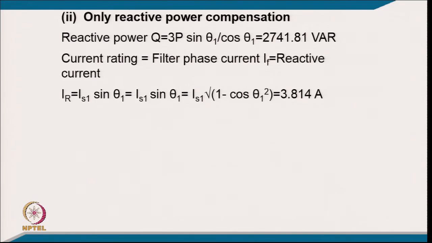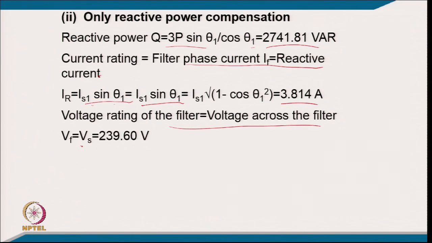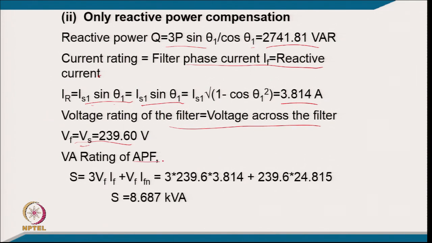Coming to the shunt filter rating only for reactive power compensation, the reactive power is equal to 3 P sin theta 1 upon cos theta 1. So, it comes 2741.81 VAR. The current rating of the filter will be equal to the reactive current, so IF will be IR equal to IS1 sin theta 1, and putting the value it comes 3.814 ampere. The voltage rating of the filter will be the voltage across the PCC, that is Vf equal to 39.6 volt, and the VA rating of the active shunt filter will be S equal to 3 Vf IF plus Vf IFM. Putting the value, it comes S equal to 8.668 kVA.